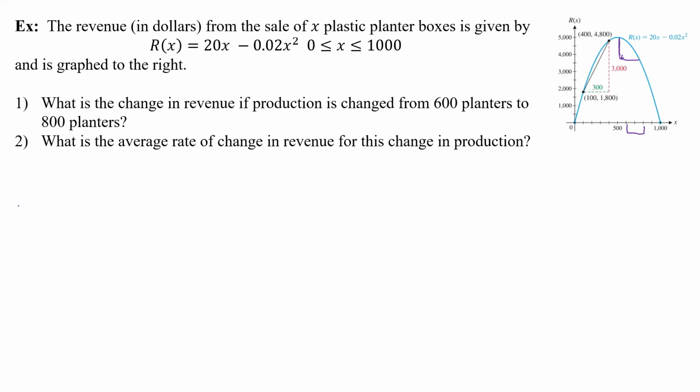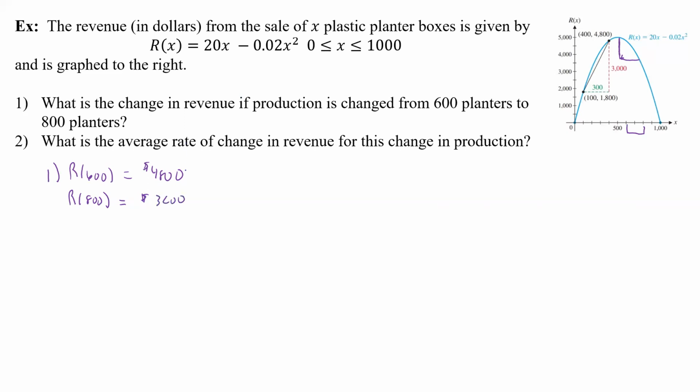So let's see what we have here. Let's look at what R of 600 is and then what R of 800 is. Well, R of 600 is going to be what? If we plug 600 into this, we end up with $4,800. Again, math is just plug that 600 here, 600 here, do your calculation, and you get that. And then if you plug in 800, what we're going to get is $3,200.